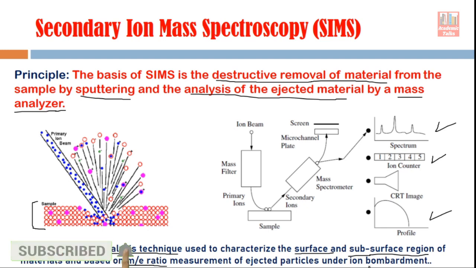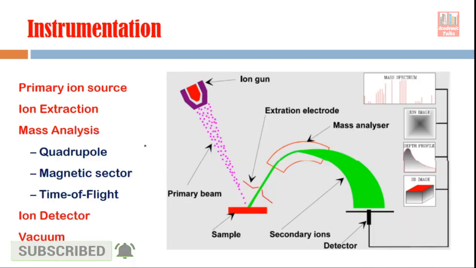right? Now, if we talk about the instrumentation used in SIMS, the instrumentation looks like this. So the major components of this instrument are indicated here. So first thing is a primary ion source. This primary ion source you can see here. This is primary ion source. So this generates an ion beam. So this ion beam is focused and allowed to fall on the sample surface.